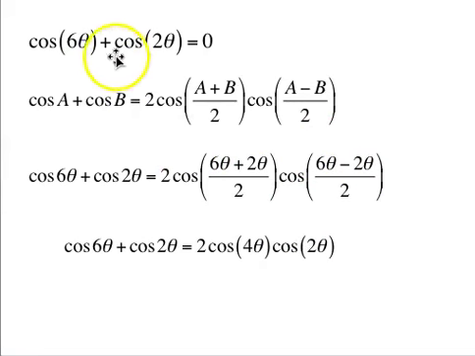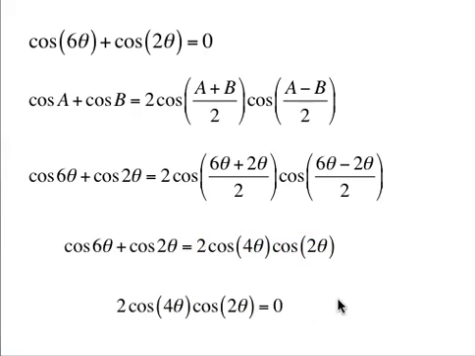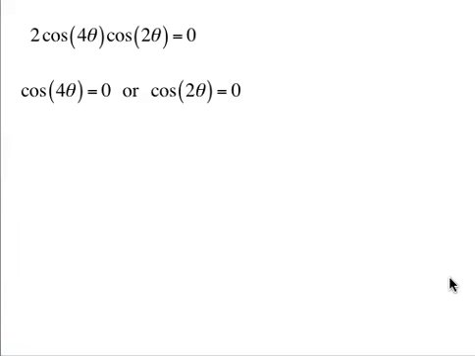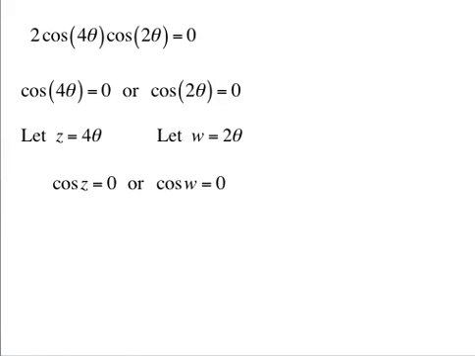So I need cos 6 theta plus cos 2 theta is 0, so that will mean 2 cos 4 theta cos 2 theta will be 0. And if that's the case, cos 4 theta is 0 or cos 2 theta is 0. Now when is cosine 0? That's when the x value is 0, that's pi over 2 and 3 pi over 2. But let's use some variables. Let z equal 4 theta and let w equal 2 theta just to keep them straight. So it becomes cos z is 0 or cos w is 0.